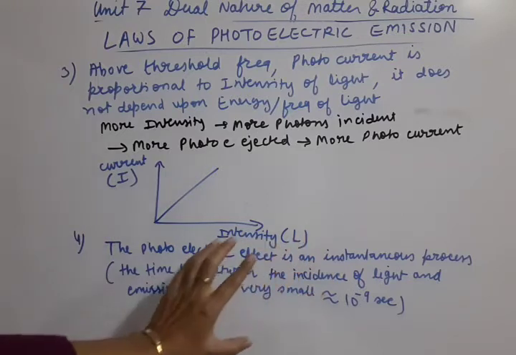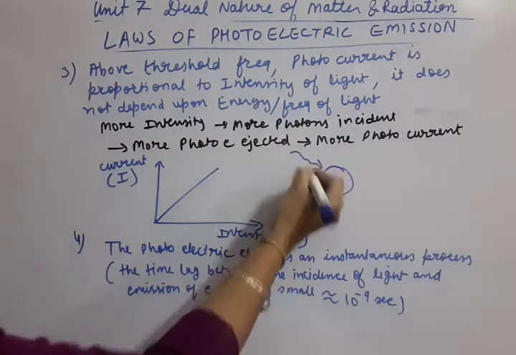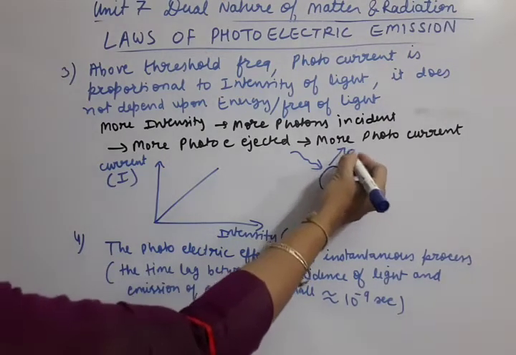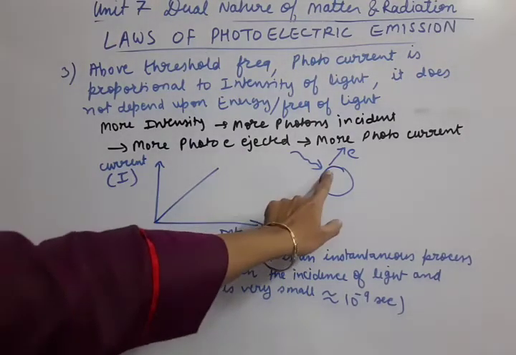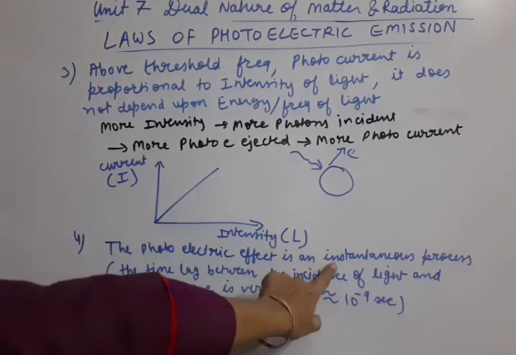Okay, we have seen that when light comes on the metal surface, and if the condition of threshold frequency is followed, then the electron comes out. So this is the first process and this is the second process. So how can we say that it is an instantaneous process?